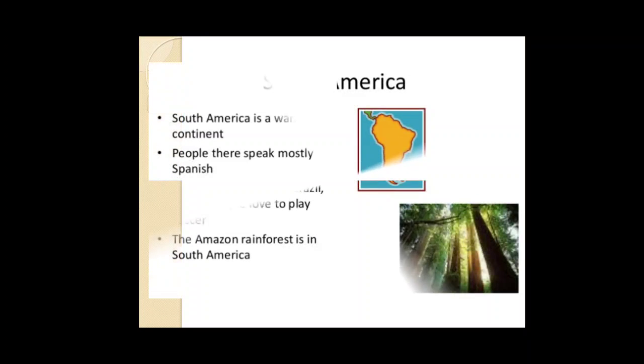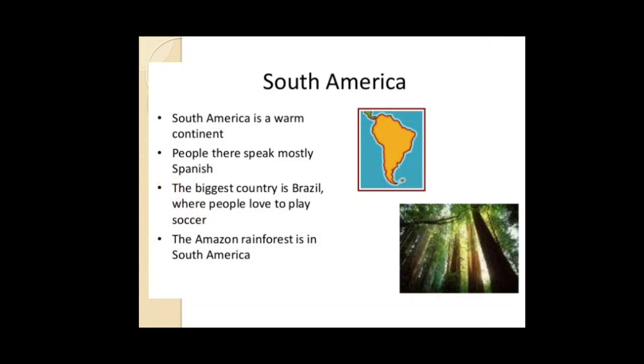The next one is South America. South America is a warm continent. It lies mostly in the southern hemisphere, with two oceans surrounding it, and the Andes, the world's longest mountain range, runs through it from north to south. South America has the world's largest river, called Amazon. Have you heard of the Amazon, children? Yes, it is the largest river.